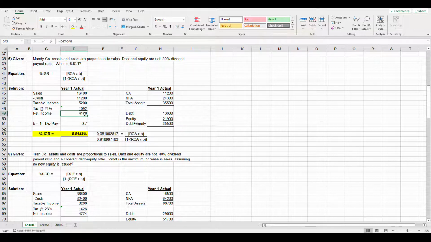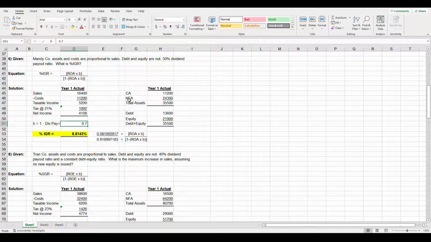So ROA would be net income in cell D49 divided by total assets in cell H47. And then B, I separated B, and that is in cell D51. And I just take that ROA that I just calculated, which is net income divided by total assets, times 0.7, which is my retention ratio. Why is retention ratio 0.7?